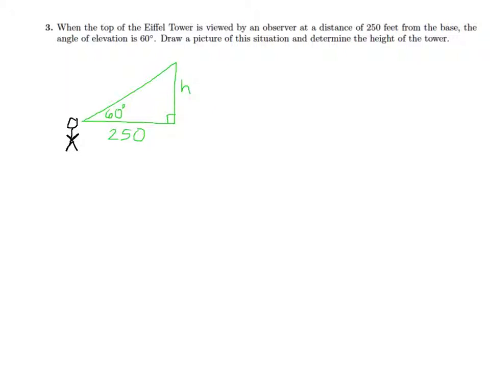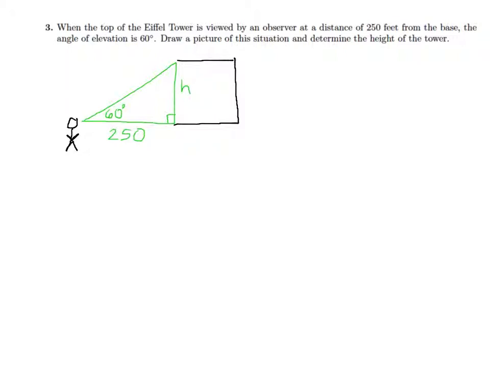It says the observer is 250 away from the base of the building. So if I draw my building here, the top of the Eiffel Tower is viewed by an observer at a distance of 250 feet from the base, and the angle of elevation is 60. So when the observer looks to the top of the building, that's 60 degrees, and that's indicated where I have it on the triangle. So we drew the picture, and now we need to determine the height of the tower.